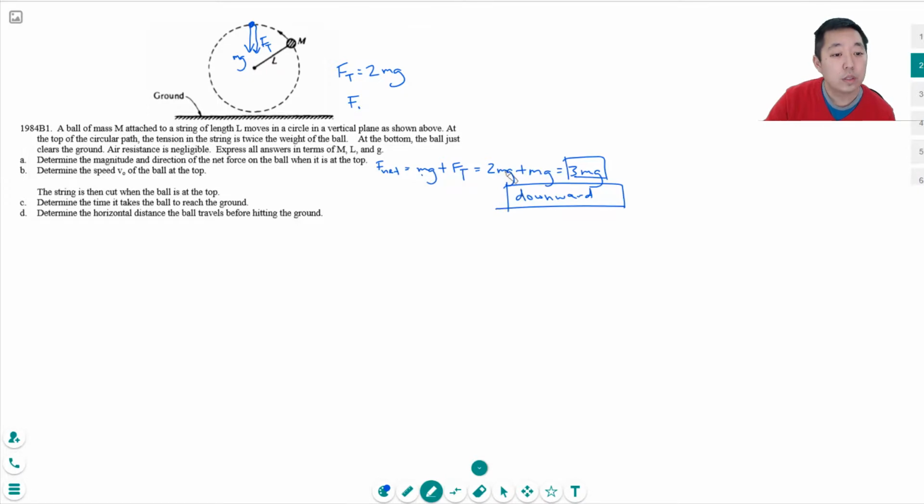Okay, so that's the net force. Does that make sense? Because the only things acting on it here are the tension downward from the rope, and gravity. There's nothing else pushing on it.